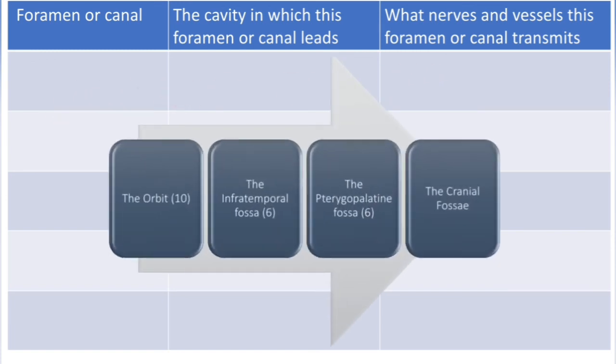You need to cover about 10 communications of the orbit. You need to know all of them, so you need to write them down. Also 6 communications of the infratemporal fossa, 6 communications of the pterygopalatine fossa. And you also need to revise the openings into and out of the cranial fossae: the anterior cranial fossa, middle cranial fossa, and posterior cranial fossa.